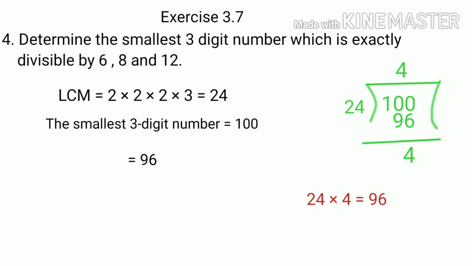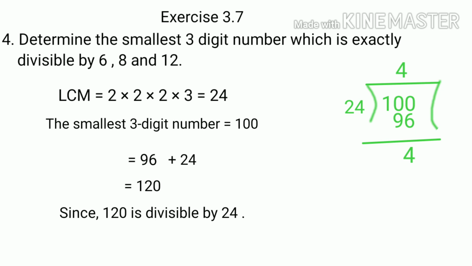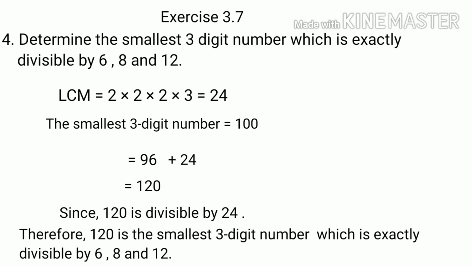And 96 is divisible by 24. But 96 is a 2-digit number. And we need to find a 3-digit number. So what we will do here is, we will add 24 with this 96 and we will get 120. And 120 is divisible by 24 because 24 into 5 is 120. Now since 120 is divisible by 24, therefore 120 is the smallest 3-digit number which is exactly divisible by 6, 8 and 12.